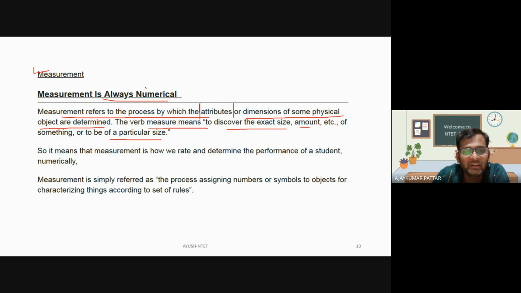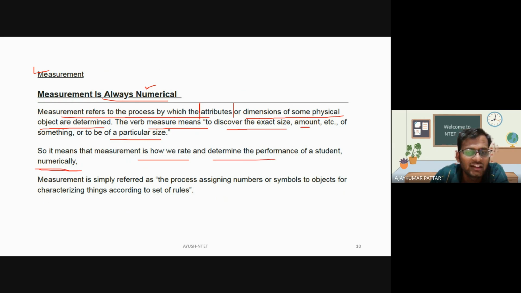Numerical means in measurement, we will measure or count. We will give a numerical number to that particular object or attribute, so you can do the measurement of that thing. That is measurement. It means that measurement is how we rate and determine the performance of the student numerically.